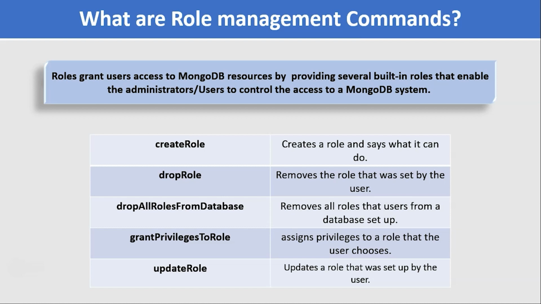Next, we have dropAllRolesFromDatabase. Let's say you have created a user and given 5 to 6 roles to that particular user. Now, due to some external factors, if you want to delete all those roles at a time, you can use the dropAllRolesFromDatabase command, which removes all the roles that the users of the database have set up. Next, we have grantPrivilegesToRole. It is used to assign privileges to a role that the user chooses. And finally, we have updateRole, which updates the role that was set up by the user. Again, these are some of the major commands that we use in MongoDB.